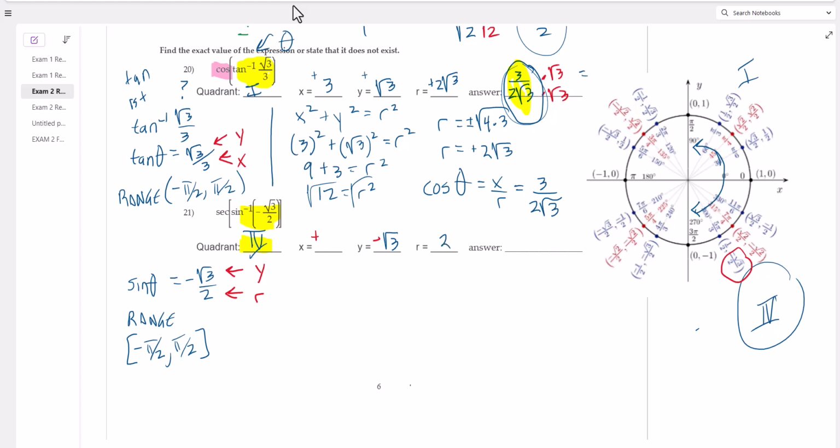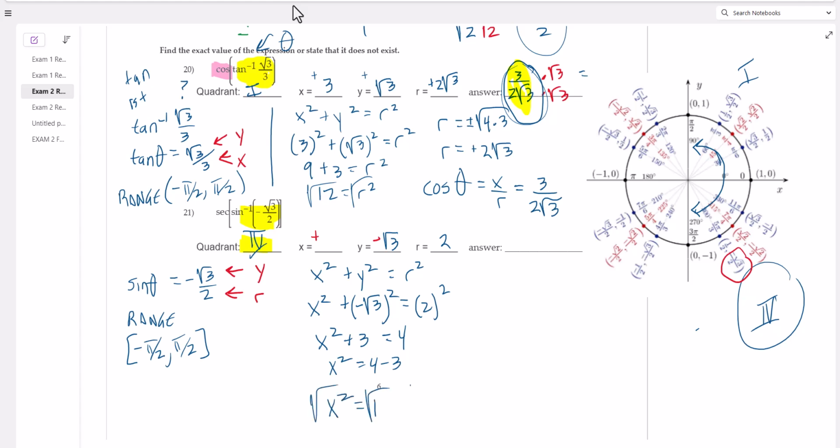Now we've got to find x, so we'll use the Pythagorean theorem. We'll have x squared plus negative square root of 3 squared equals 2 squared. So that's x squared plus 3 equals 4. Subtract 3 from both sides to get x squared equals 1. Square root both sides, and technically you get x equals plus or minus 1. But since we're in quadrant 4, x has got to be positive.